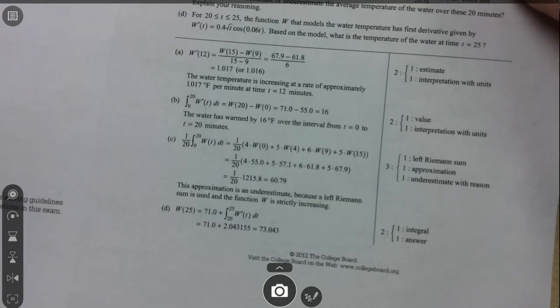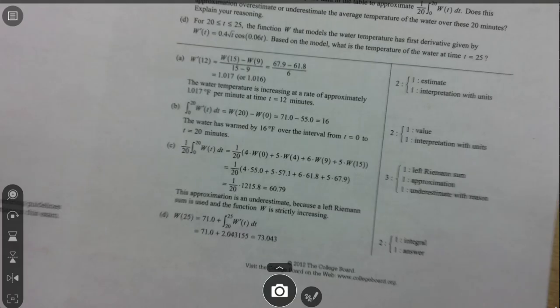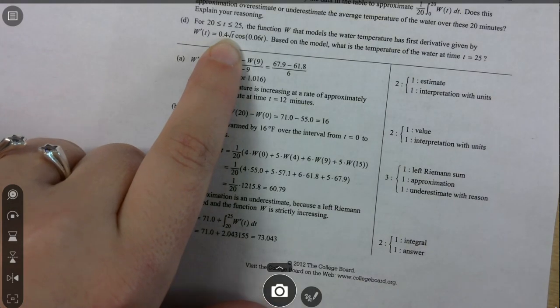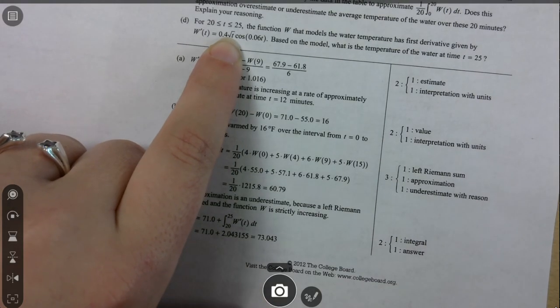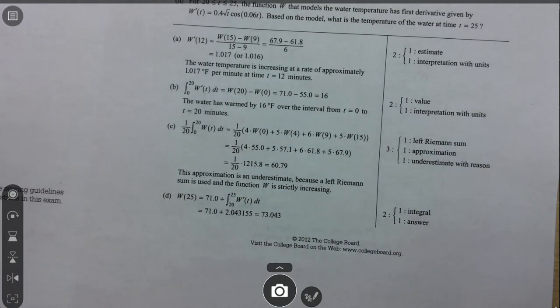Okay, scooching it down, last one. They give us a new function; find the first derivative of this function up here. Based on the model, what is the temperature of the water at t equals 25? So we're just plugging in 25 for our t in our derivative. So we should have gotten 73.043. And technically you don't need a statement for that. Integral and answer. That's all they wanted.